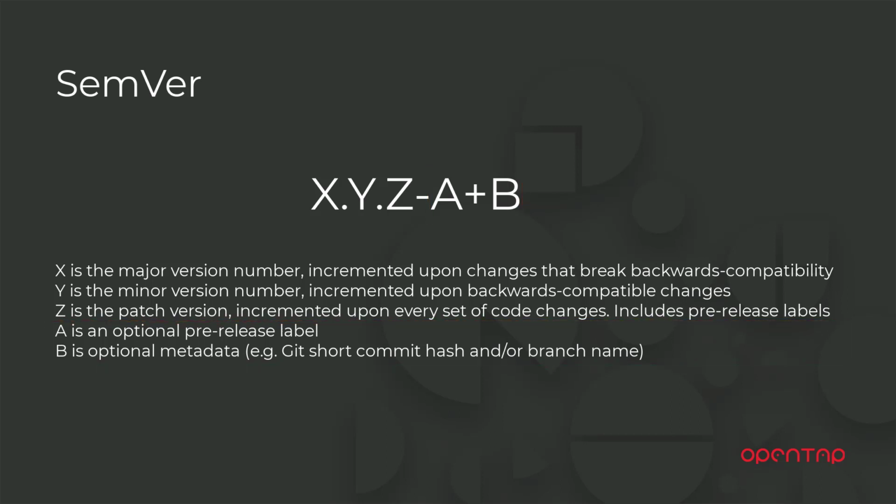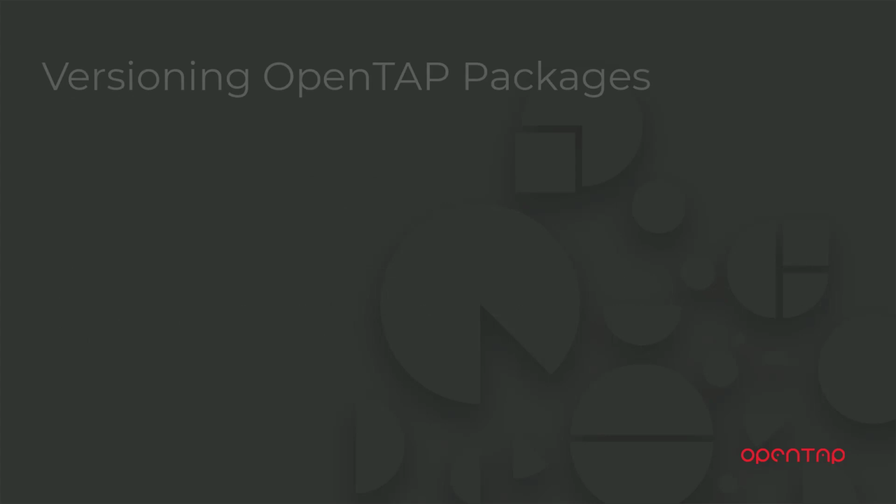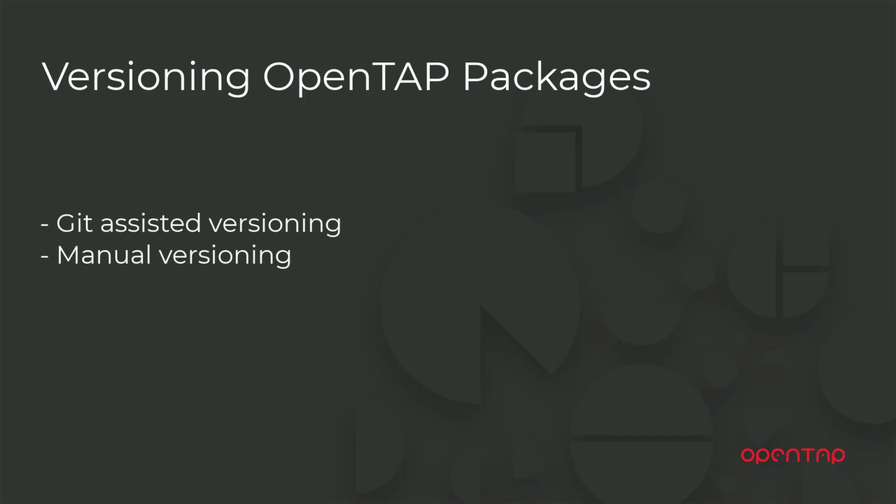Now that we have an idea of how versioning is set, let's look at how to set the version for the tap package using the above rules. There are two ways to set the version of the tap package. The first is Git Assisted Versioning and the next is manual versioning. The recommended way is to use Git Assisted Versioning. Let's look at it in more detail.